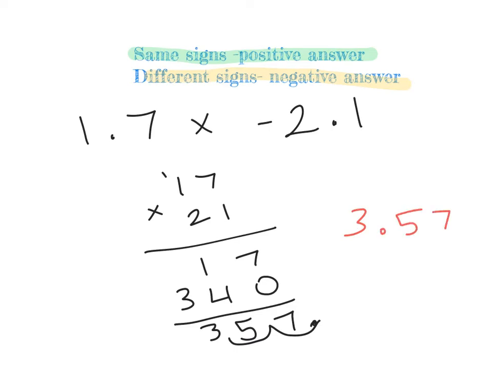Now I need to focus on whether my answer is positive or negative. So I have a positive times a negative, so the signs are different, which means my answer is going to be negative 3 57/100.